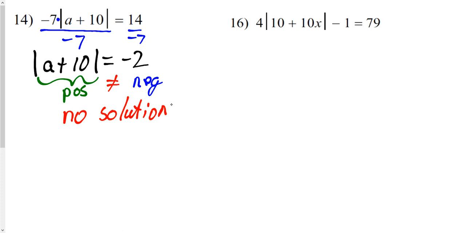So, once again, we need to try to get absolute value by itself when we look at this next problem. We have a couple things going on here. We have a timesing by a 4, and we are subtracting 1. So just think, if I gave you 4 times a minus 1 is equal to 79, if you needed to solve that, remember you'd have to undo the addition and subtraction first, and then you do the division.